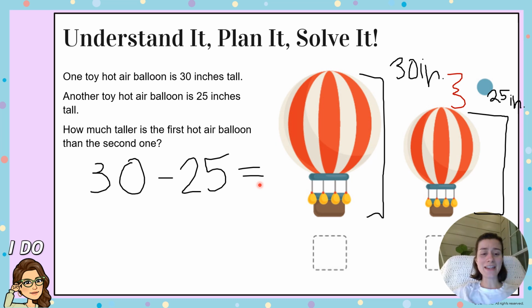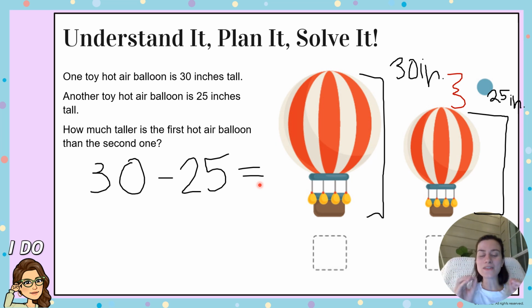You can use any strategy that you want to solve. You could use place value. You could use a number line. You could have a tens frame. You could even draw 30 circles and take away 25. It would take a while, but you could do that if you needed to. I'm going to use place value to help me solve.